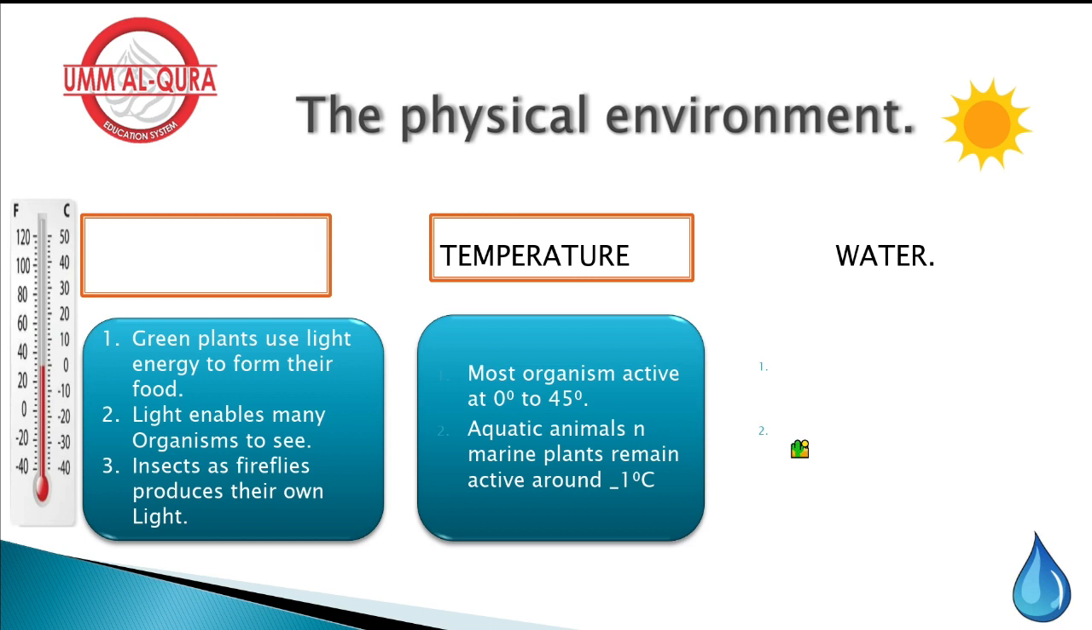The second part of the physical environment is temperature. The heat received from the sun generally influences the temperature of a place. Most organisms are active at temperatures between 0 degrees centigrade and 45 degrees centigrade. However, aquatic animals or marine plants can remain active at freezing temperatures of around -1 degree centigrade, while some algae can grow in waters at temperatures of up to 80 degrees centigrade.